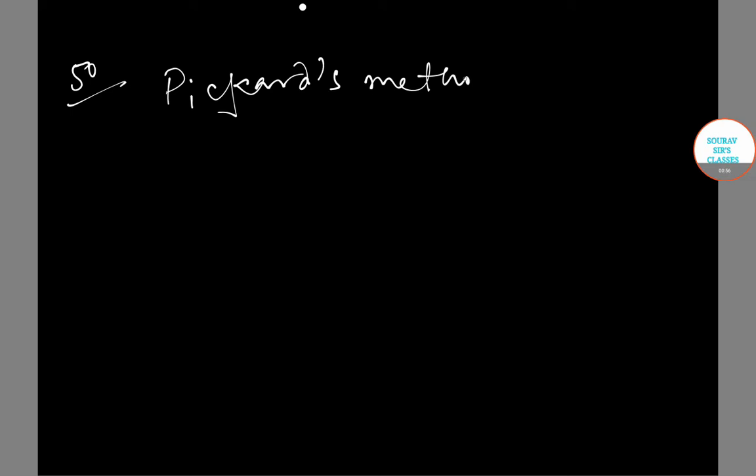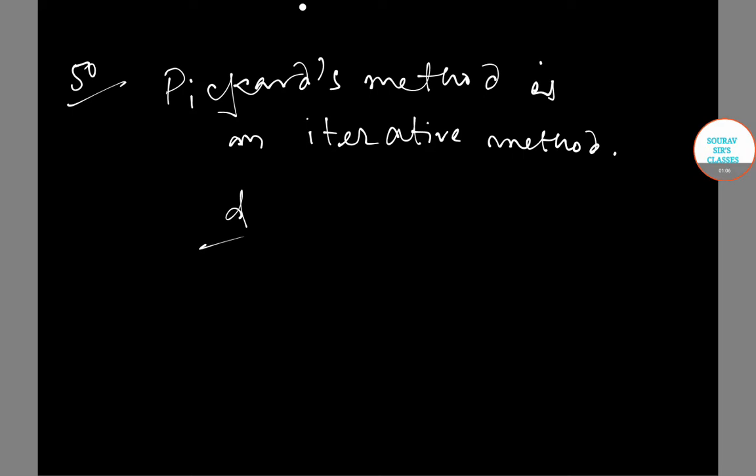So for question number 50, we can say that Picard's method is an iterative method. This is the correct option, and so we can say that option D is correct, where only the third consideration is right. So our option is D.